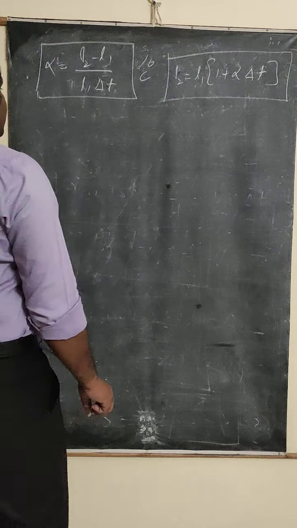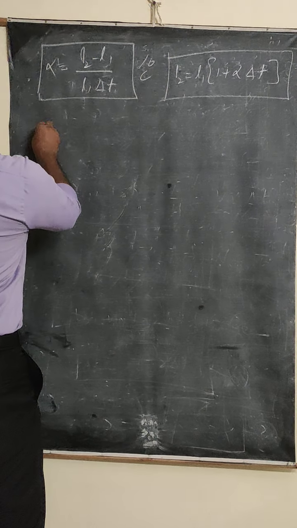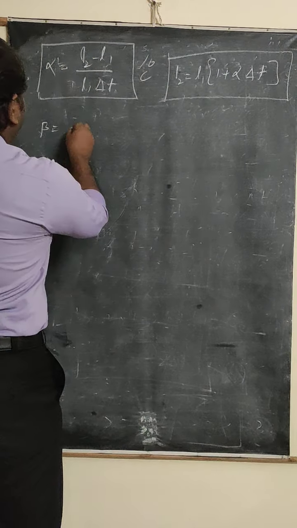Next one is the coefficient of areal expansion, which is represented by beta. Beta is equal to A2 minus A1 by A1 into delta T. This is the formula for the coefficient of areal expansion. Units are again per degree Celsius. We can add the final area formula. Final area A2 is equal to A1 into 1 plus, whenever the areal expansion is there, in place of alpha what can you write? Beta. So it is beta into delta T. This is the coefficient of areal expansion.